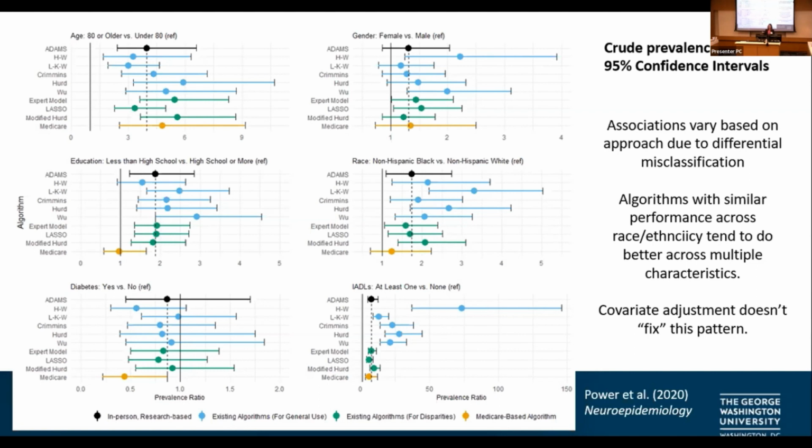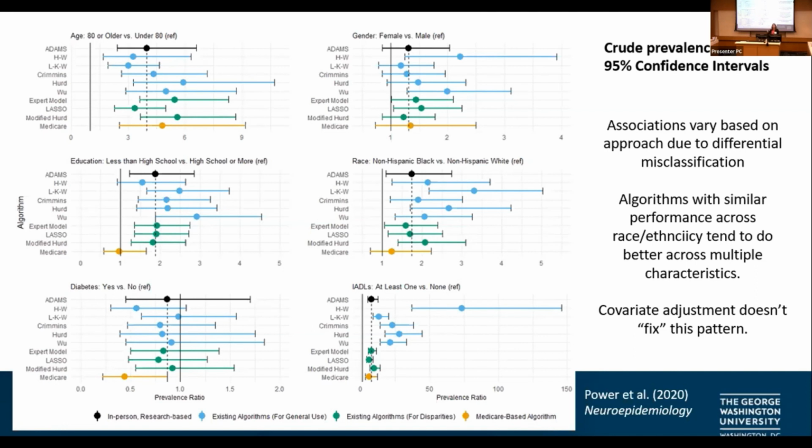So I'm gonna take you through this because there's a lot of dots, but they should be relatively easy. The black dot is what we get from ADAMS, criterion standard. Not gold standard, because nothing's perfect, but criterion standard, the best we think we can do right now. The blue dots, those are the five existing algorithms that used cohort data to predict dementia status in ADAMS. The green dots are the three ones that we made up, and then the orange dot is using Medicare claims.